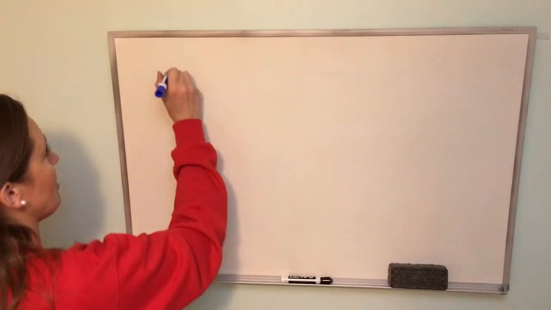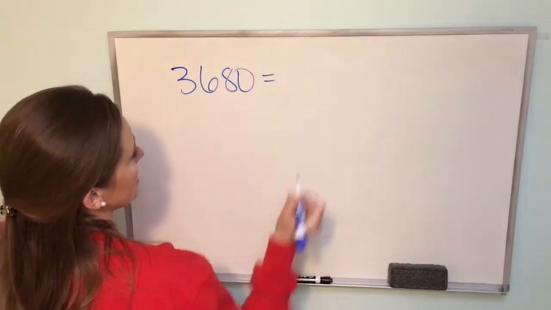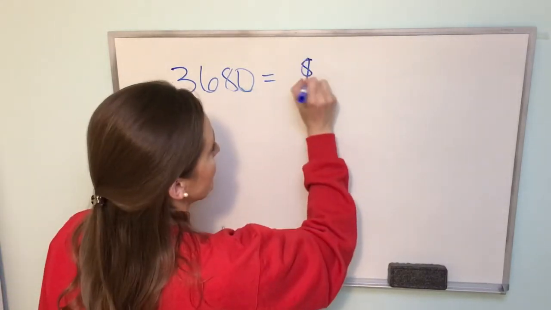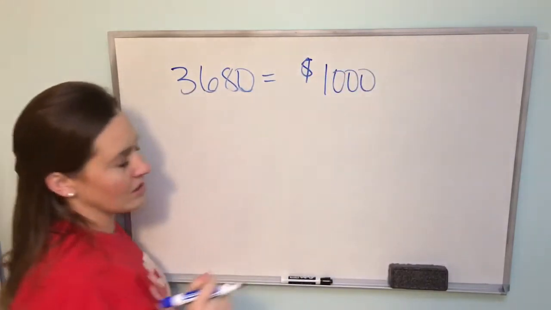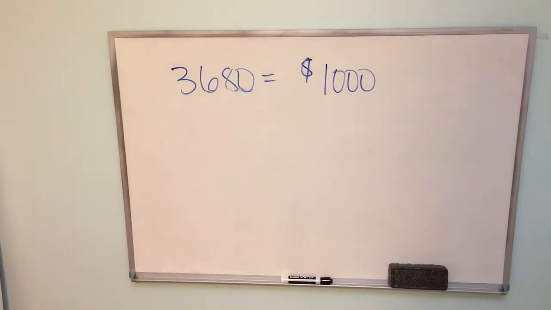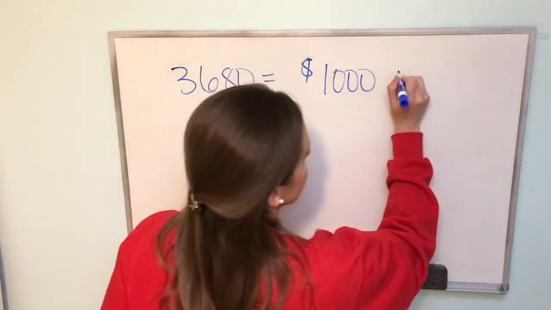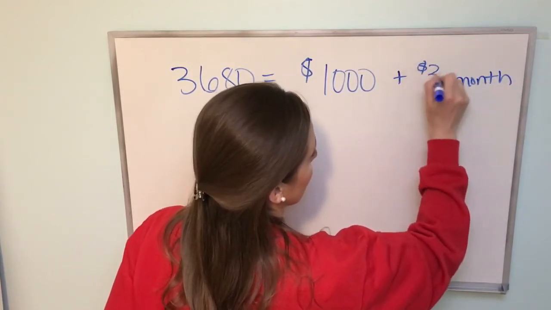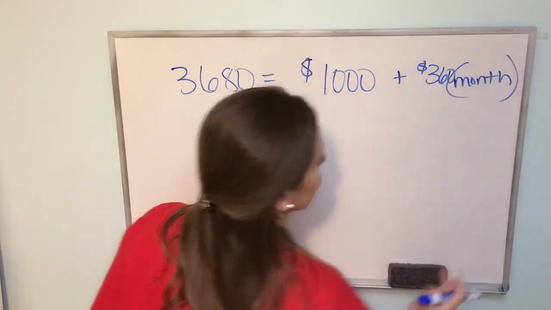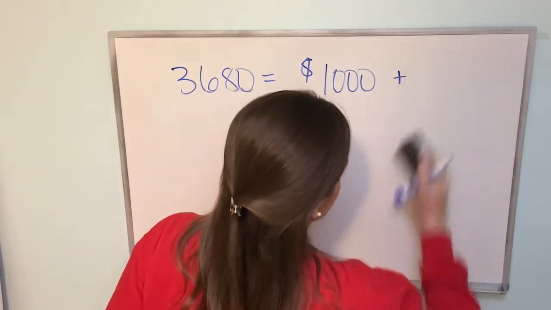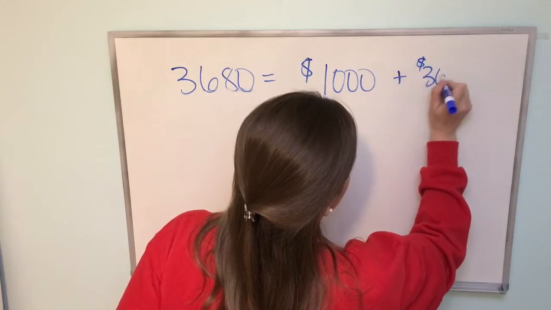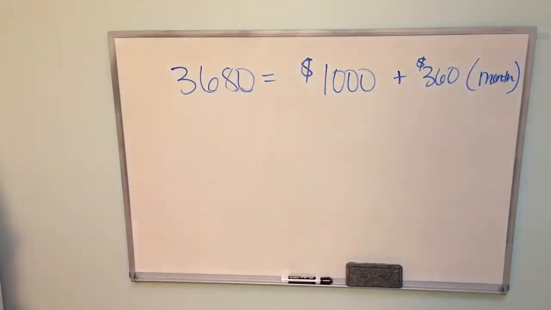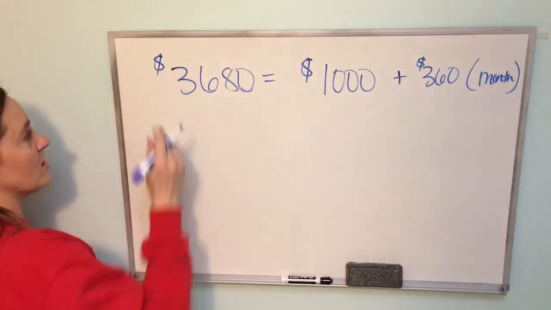So if I have $3,680, right, I know that's how much money I can spend. I know I have to pay a $1,000 down payment up front. Plus I know for every month I'm going to have to pay an additional $360 for every month I own the car. Sorry, that's really messy. Let me just write it neater. $360 for every month I own the car. Right, if your math lab's asking you for an equation, this is what they're talking about.